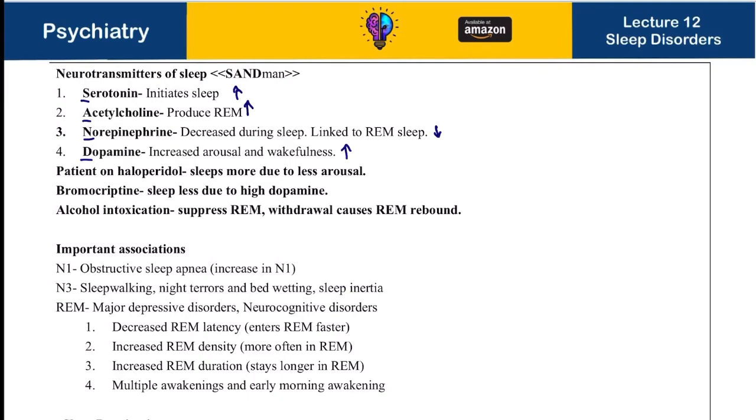So patients who are on antidopamine drugs such as haloperidol will sleep more, and people on bromocriptine will sleep less due to high dopamine. Alcohol intoxication will suppress REM, and withdrawal symptoms, as we talked about, it will always be the opposite. Will cause an REM rebound, in which you get longer REM sleep.